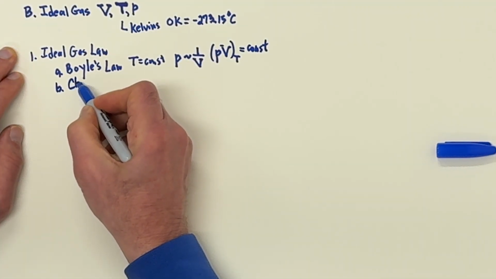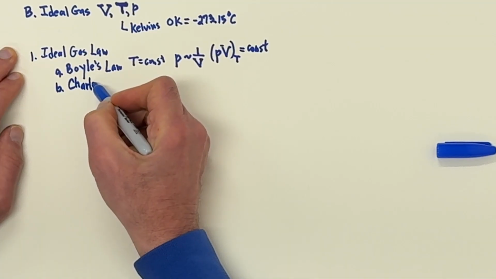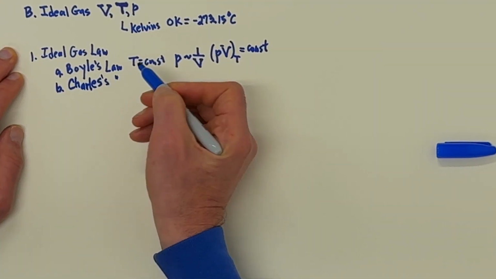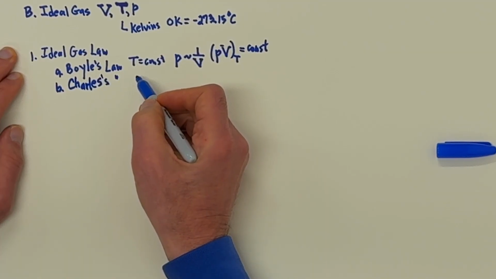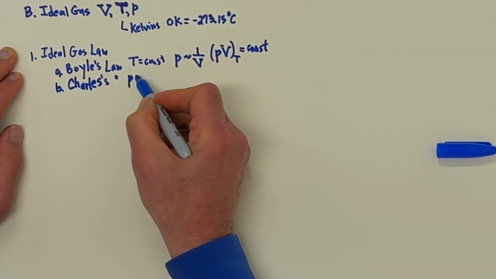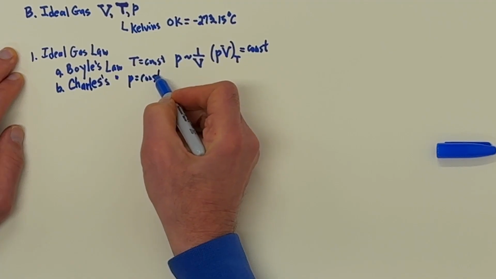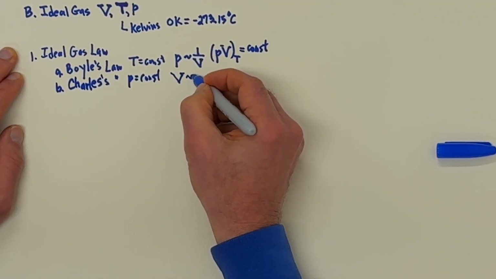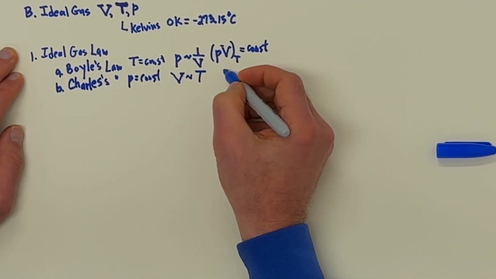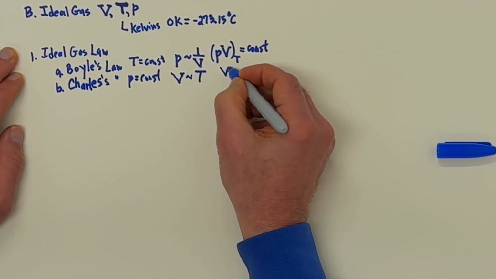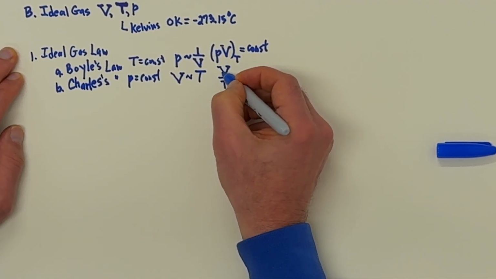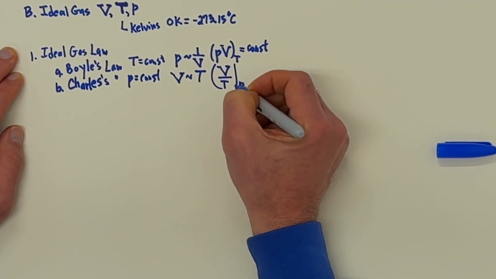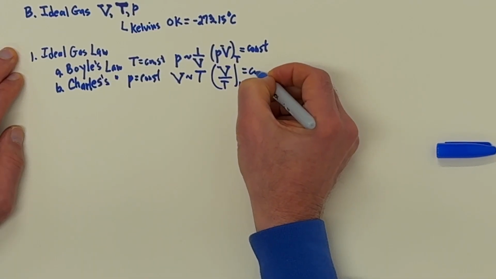Next we go to Charles's law. So for Charles's law, we're going to consider the pressure to be equal to a constant. And if that's the case, then the volume is proportional to the temperature, which by dividing by T, we can write V over T, constant pressure, reminder there, constant pressure is equal to a constant.